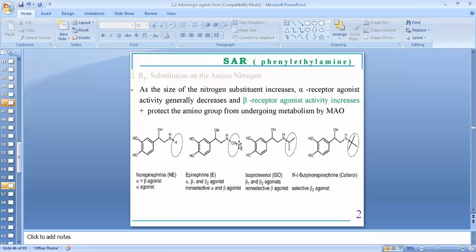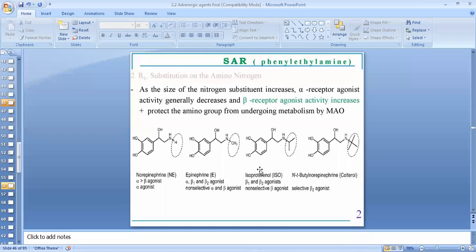Then epinephrine. Substitution of this R1 group with a methyl functional group will give the drug molecule or the neurotransmitter epinephrine, which will show alpha, beta 1 and beta 2 agonist action. See, it is acting on all these different receptors. That's why it is non-selective. It is not selective in nature. It is acting on all the receptors: alpha, beta 1, beta 2. That's why it is a non-selective alpha beta agonist.